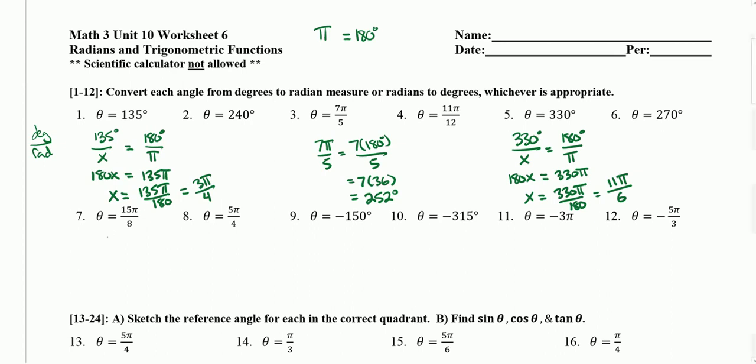Number 7, we're in radian form. We're going to convert to degrees by substituting in 180 for pi. And 15 times 180 divided by 8 doesn't work out evenly. We can reduce a little bit, so let's do 15 times 180. We get 2700 over 8, and if you divide that by 4, you end up with 675 over 2 degrees.